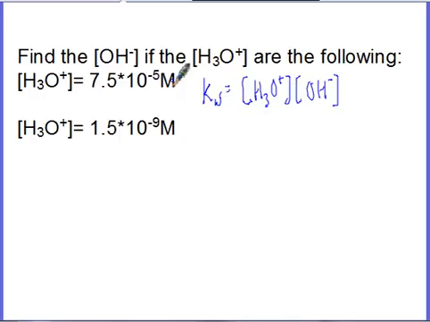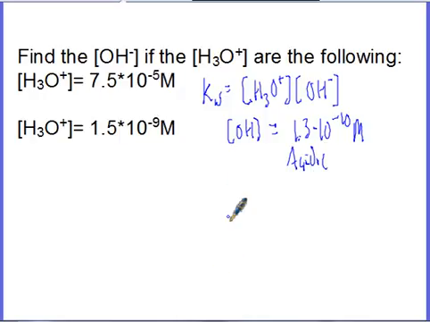Okay, so the first one, when we solve for the OH, when our hydronium concentration is 7.5 times 10 to the negative fifth, we have an OH concentration of 1.3 times 10 to the negative 10th molar. So if we compare these two values, 7.5 times 10 to the negative fifth and 1.3 times 10 to the negative 10th, this is a much smaller number by a magnitude of 10 to the 5. So this first solution should be acidic.